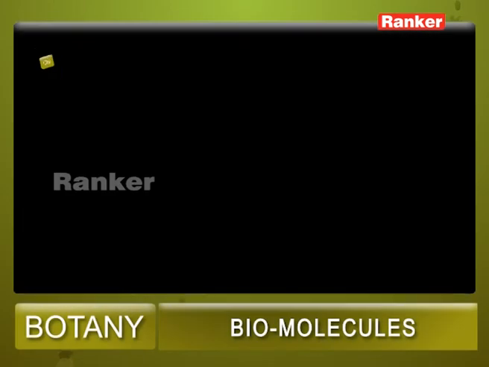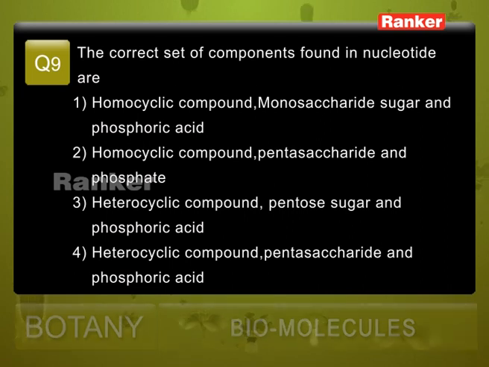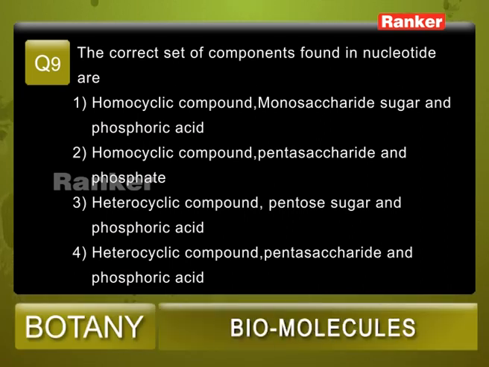Question number 9, the correct set of components found in a nucleotide are: option 1, homocyclic compound, monosaccharide sugar and phosphoric acid. 2, homocyclic compound, pentasaccharide and phosphate. 3, heterocyclic compound, pentose sugar and phosphoric acid. 4, heterocyclic compound, pentasaccharide and phosphoric acid.